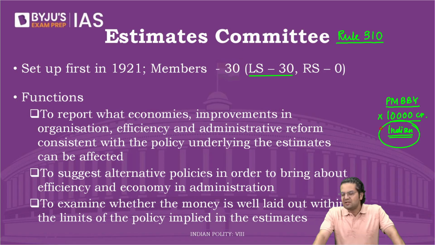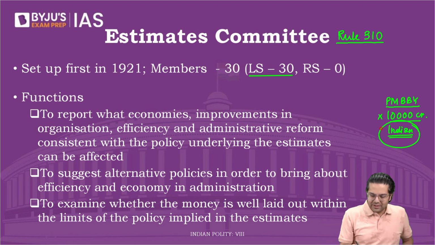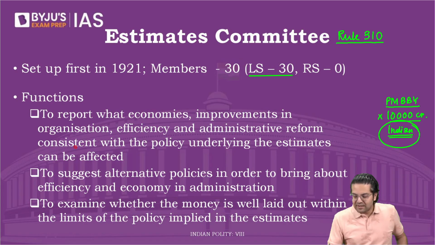Why do you want to purchase the protein powder from some foreign company? Not required. These are costly companies. A lot of import tax uselessly. Why don't we give this contract to some local Indian company and save more money on it? Clear? So the function is to report what economies, what improvement in organization, efficiency, and what kind of administrative reforms consistent with the policy underlying the estimate.